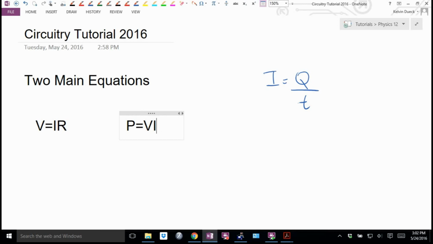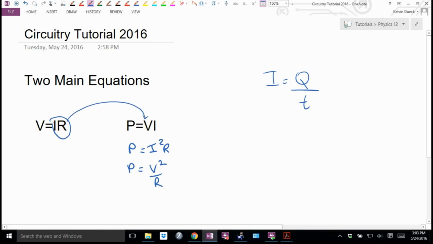If I'm clever enough to plug in V equals I times R, you do also get power equals I squared R, and you get power equals V squared over R. If you plug that in for the V, you get I squared R. Or if you get the I by itself by dividing by R, and you plug V over R in for the I, you get V squared over R.